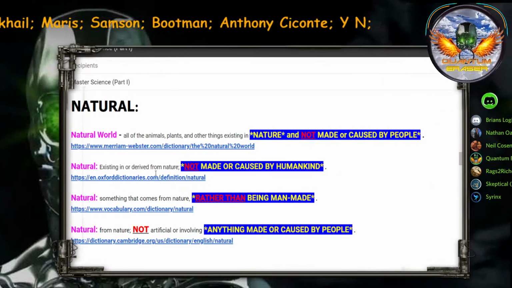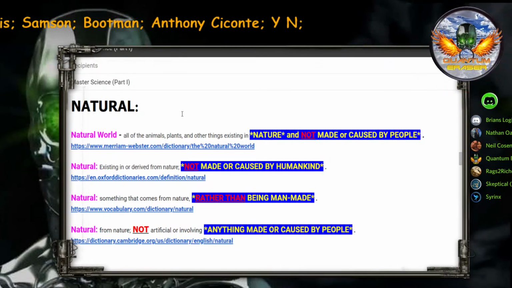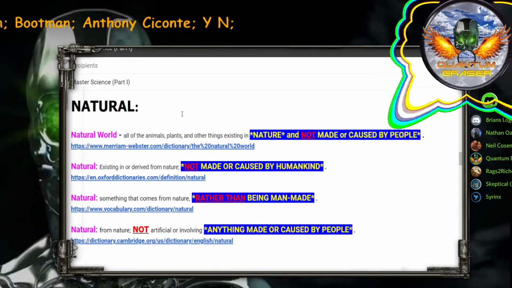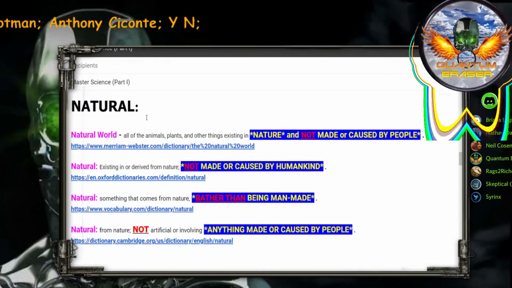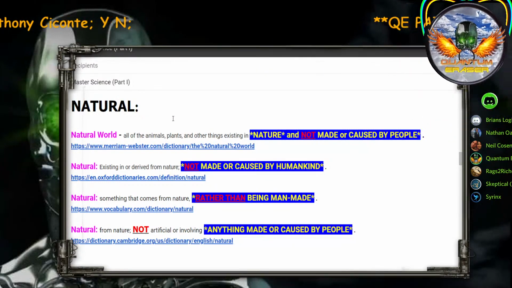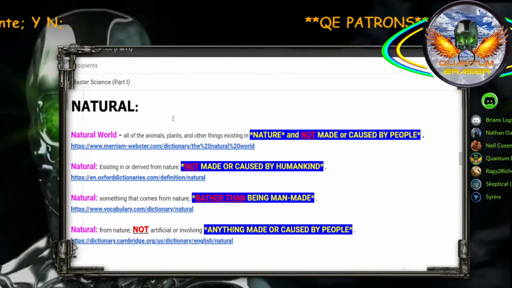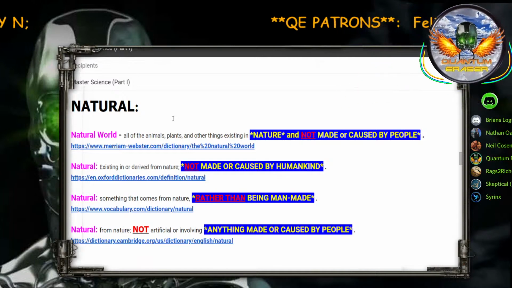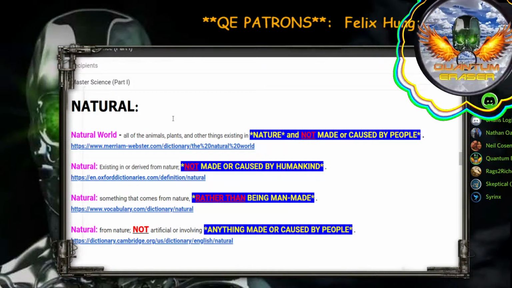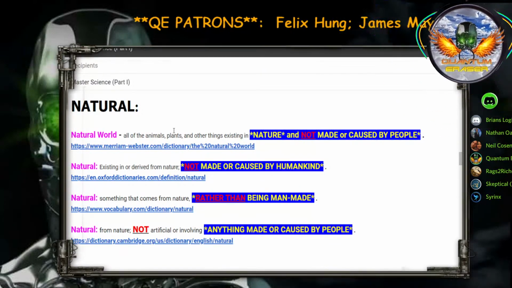Speaking of natural, because people still have big problems with this, and I just sit back and laugh. They don't know what natural means. So, let's show them. Natural world, Merriam-Webster: all of the animals, plants, and other things existing in nature and not made or caused by people. Oxford dictionaries, natural: existing in or derived from nature, not made or caused by humankind.